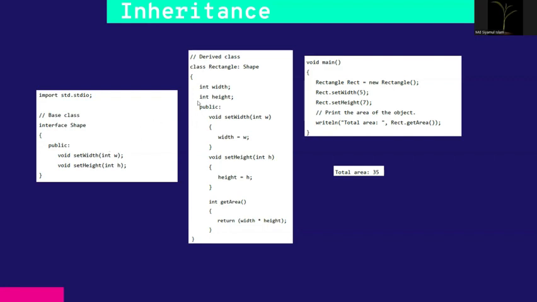So this is an example here. This is set width and set height. And here is the definition of these two functions. If we create the object, sorry, this is a rectangle class, and this class is using this shape interface, then we can use these functions here. And the output of this program will be 35.